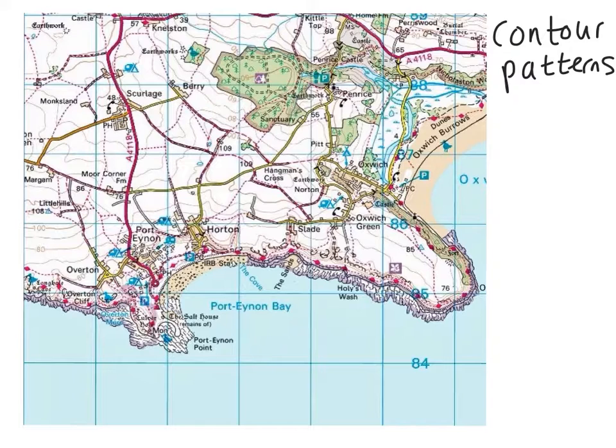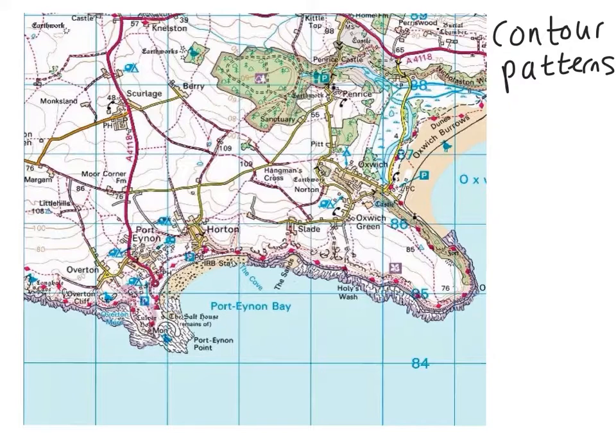If we start at a place called Little Hills and we travel south towards the coast, we're descending from about 108 metres to about 60 metres over 2 kilometres. It's not particularly steep there.